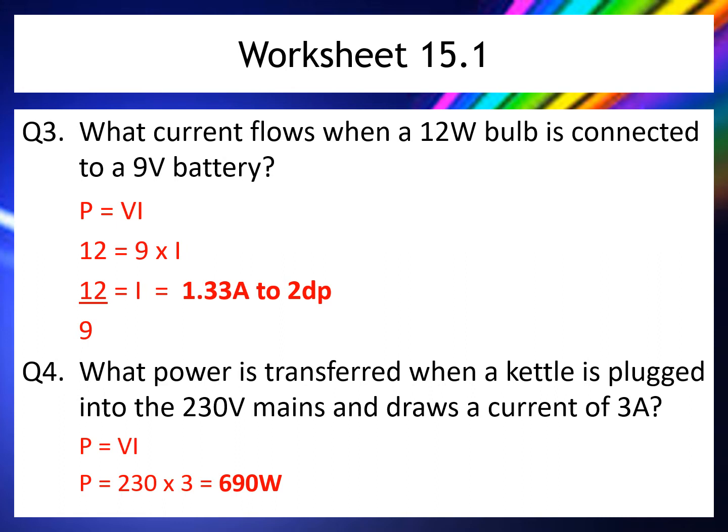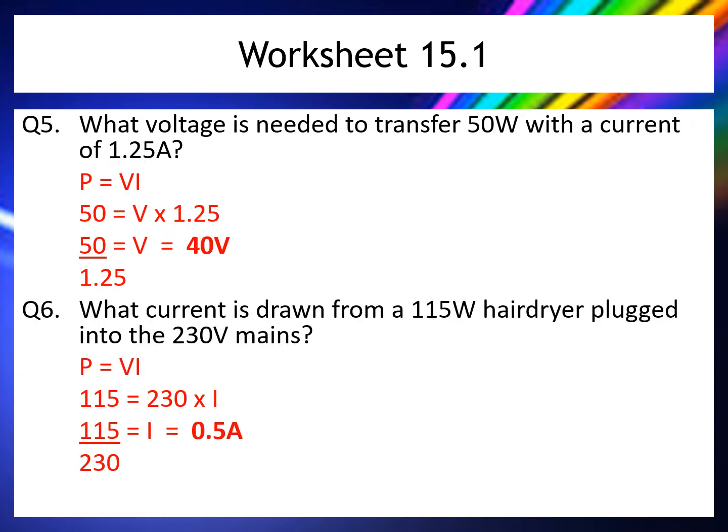Question 4, very similar, P equals VI and put the numbers in. Here, we've got 230 volts mains with a current of 3 amps. So we do V multiplied by I to give us 690 watts.